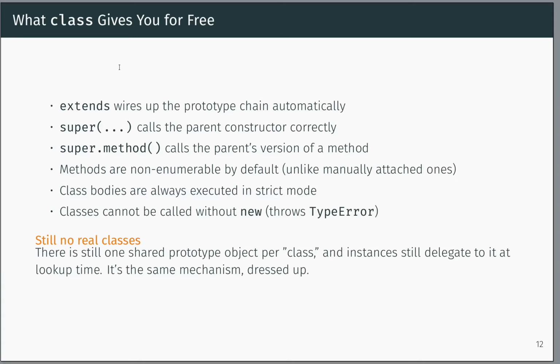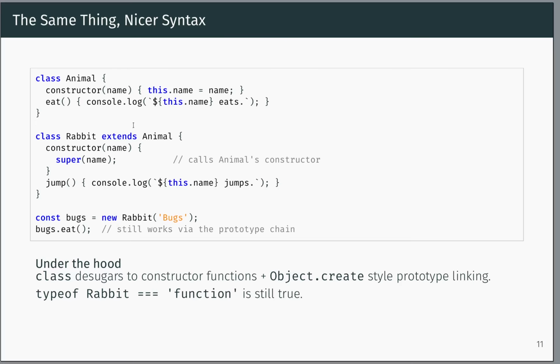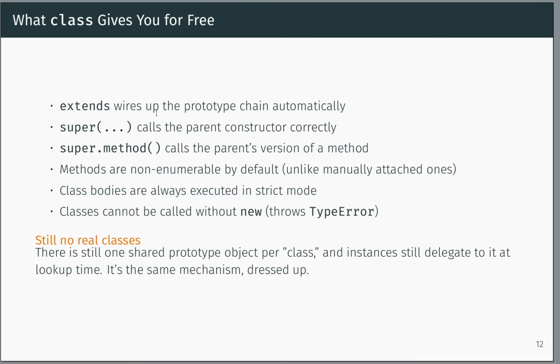So what does class give us? What does this syntax give us? It sets up the prototype chain automatically. Super calls the parent constructor correctly. Super.method calls the parent's version of a method. Methods are non-enumerable by default, unlike manually attached ones. Class bodies are always executed in strict mode. Classes cannot be called without new, unlike the old constructor pattern. Still, this is not a real class.